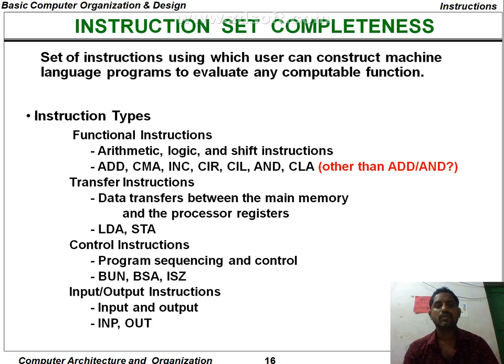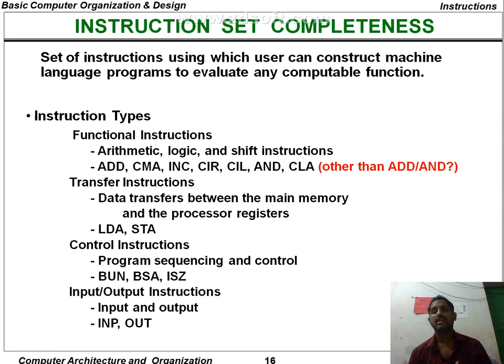So we are using different types of instructions to perform different types of operations: functional instructions, transfer instructions, control instructions, and input output instructions. In functional, we have arithmetic and logic; in transfer, load and STA, that is store; in control, branch and conditions, increment conditions; and input and output instructions are used to perform the operations.